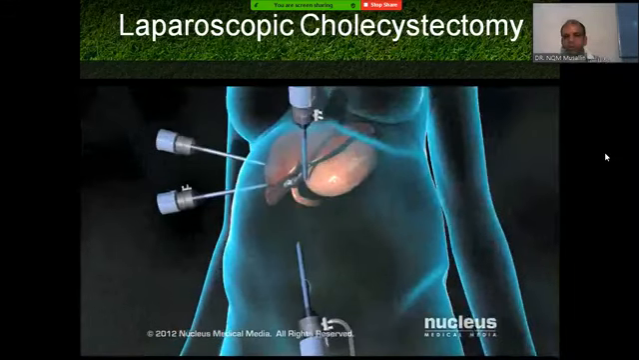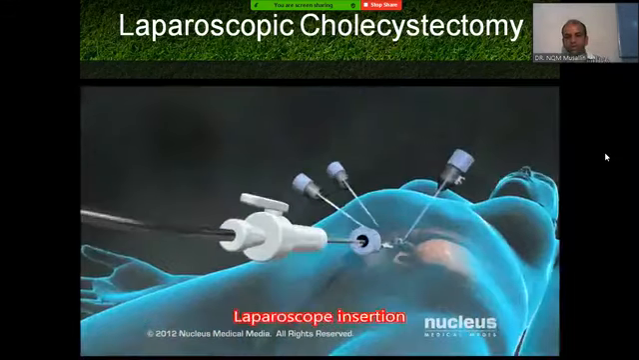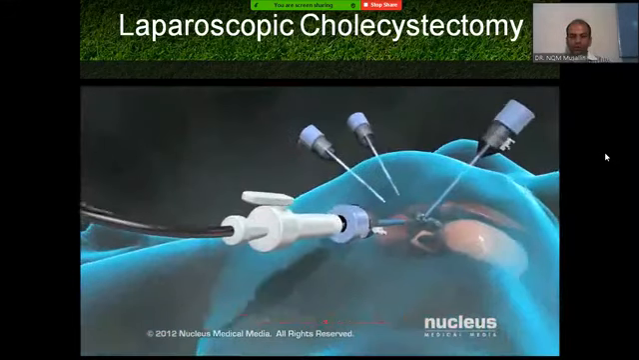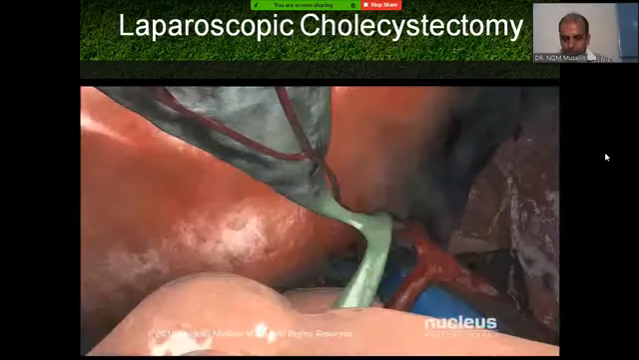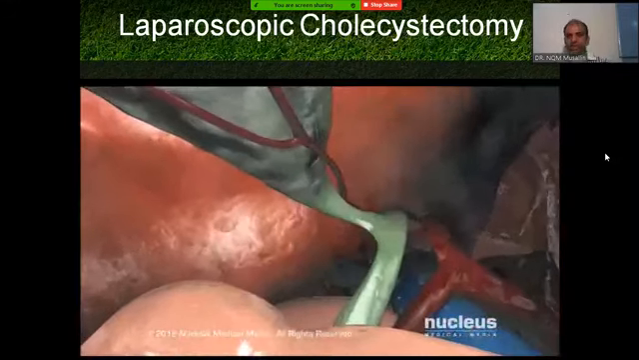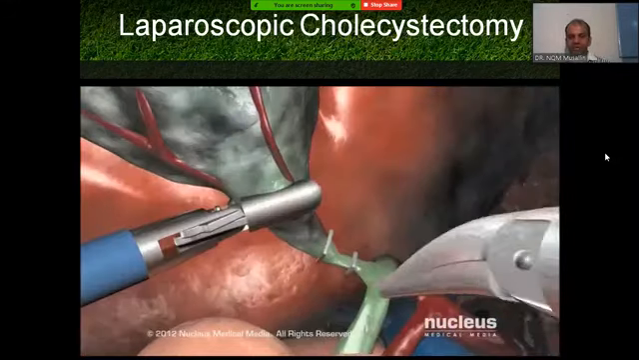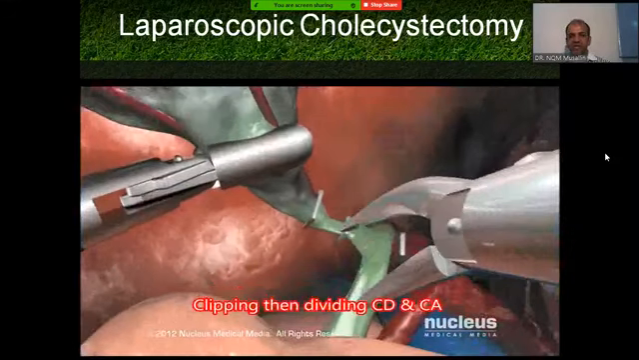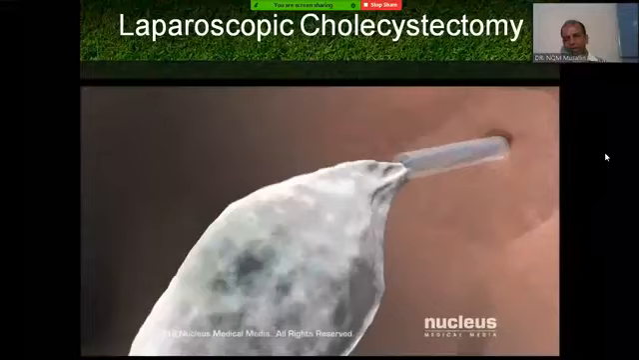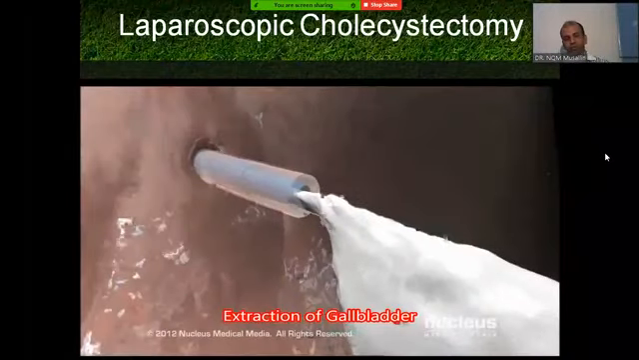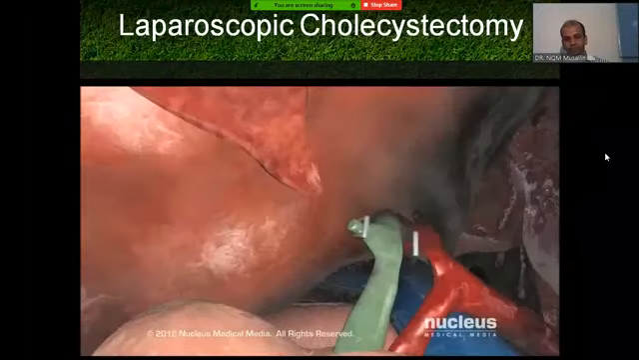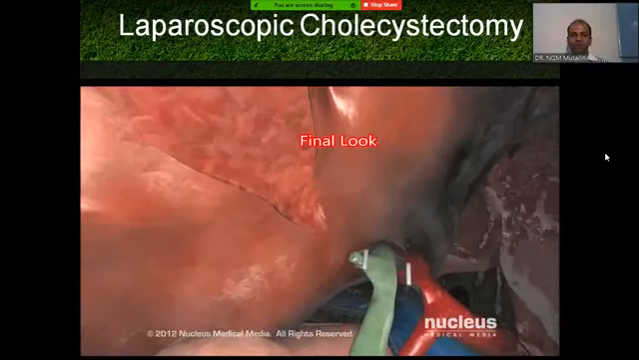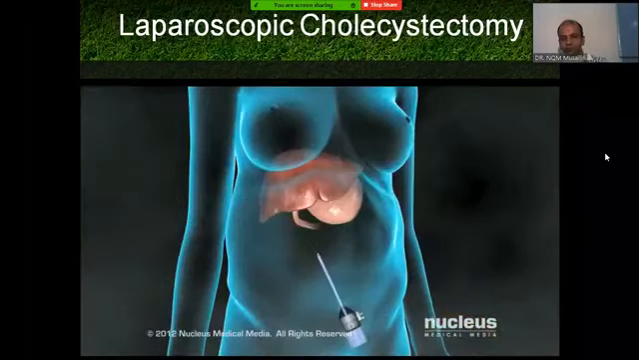Carbon dioxide gas is then pumped through the umbilical port to pump up your abdomen so its contents can be viewed more easily. So this is pneumoperitoneum, and finally entering the laparoscope within the abdominal cavity, we find the cystic duct and cystic artery. After clipping and ligating the cystic duct and cystic artery, finally we dissect the gallbladder from the liver, and we extract the gallbladder through the port. And this is the final view after removal of the gallbladder, when the laparoscope is removed.